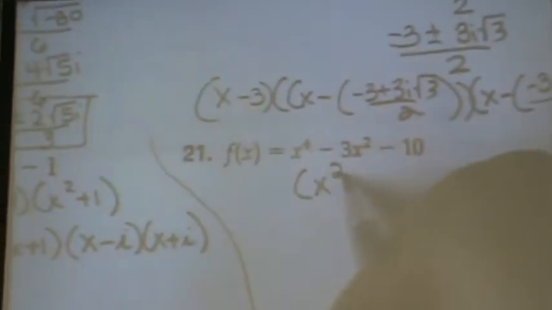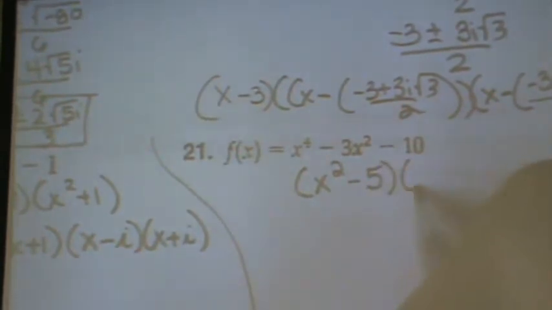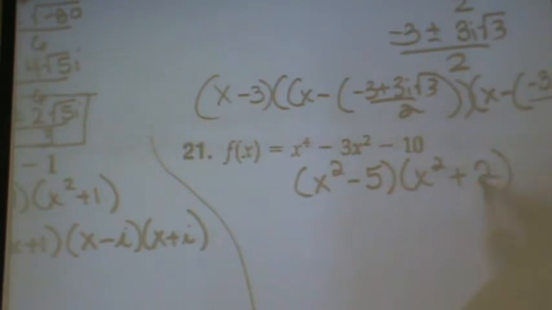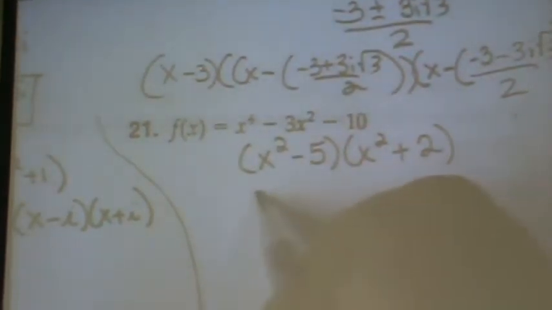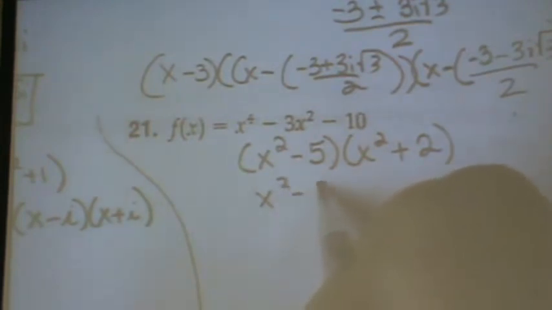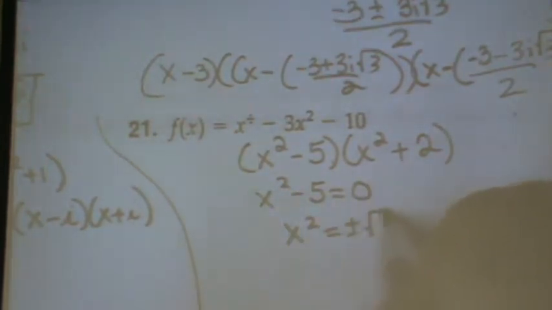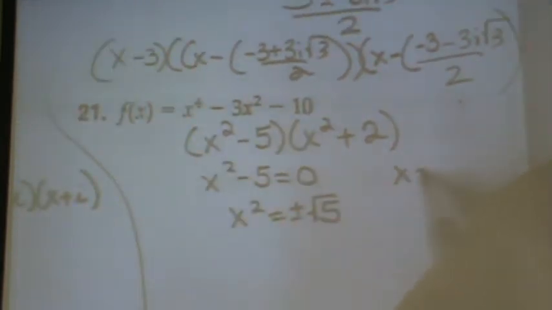And number 21, we can factor this, x squared minus 5 and x squared plus 2, because negative 5 times 2 is negative 10, and these add to be negative 3. So the two zeros here would be plus or minus root 5. That's what you're going to get here. And these two will be plus or minus root 2i.